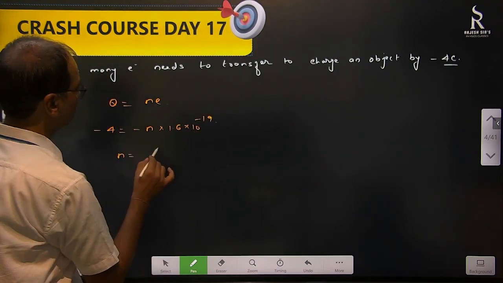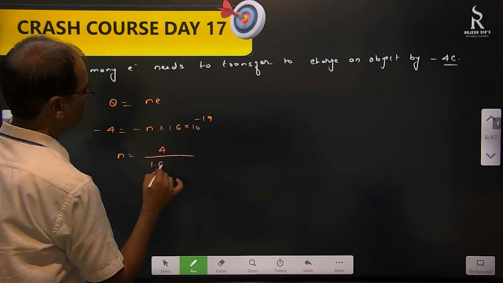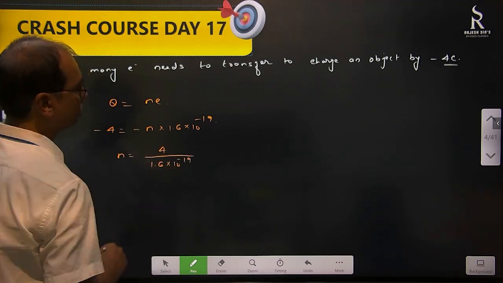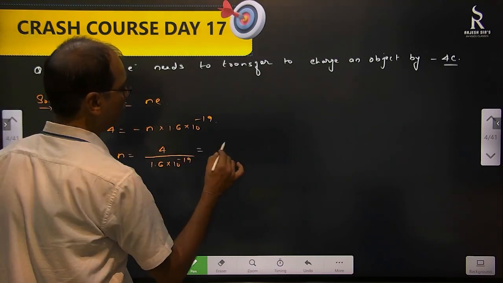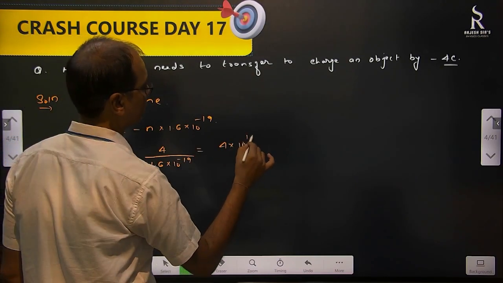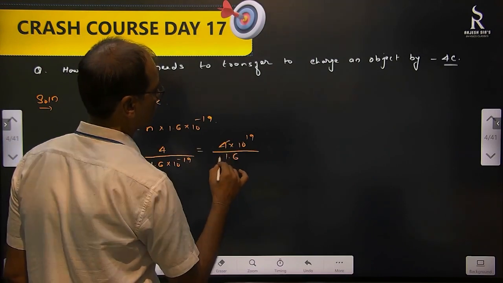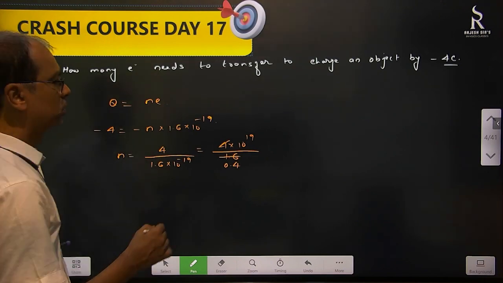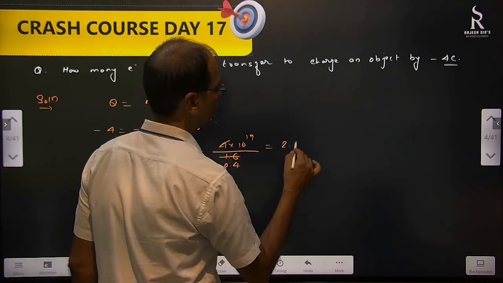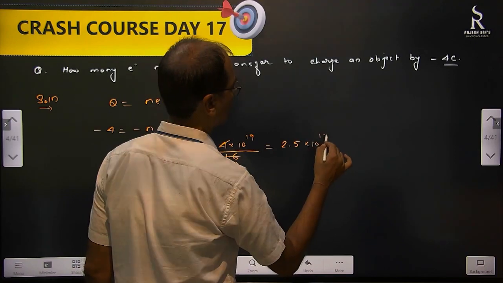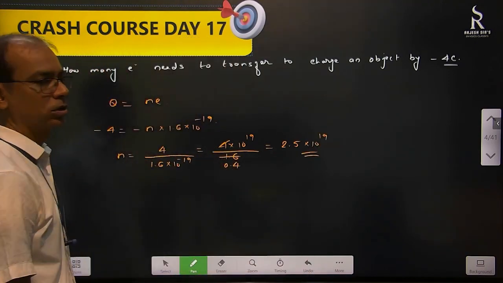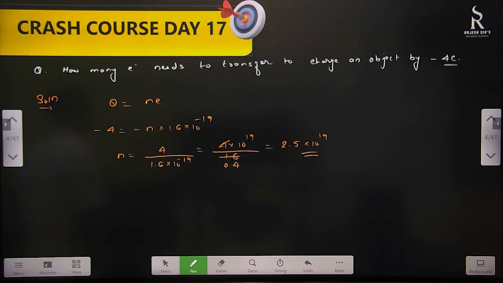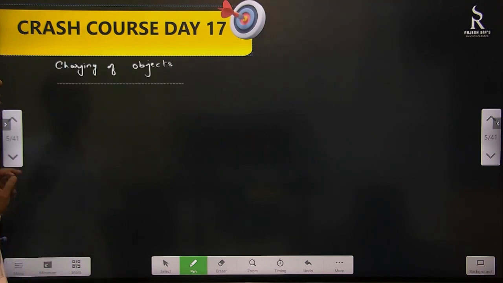So N equals 4 by 1.6 into 10 to the power minus 19. That is 4 into 10 to the power 19 by 1.6, and 4 by 1.6 is 2.5. So 2.5 into 10 to the power 19 electrons must be transferred to charge an object by minus 4 coulomb. So these are the questions based on quantization of charge.